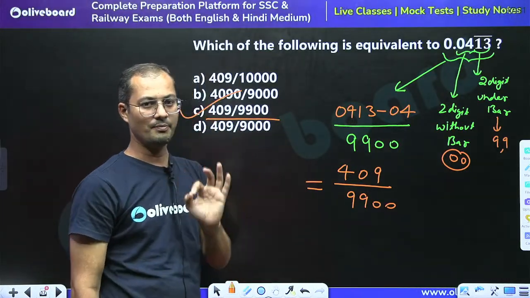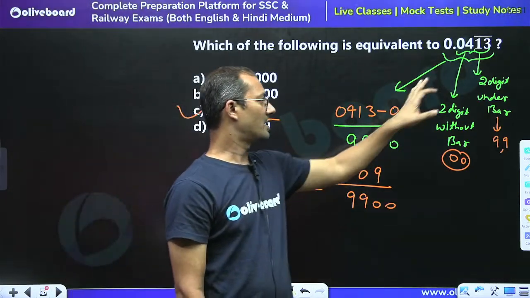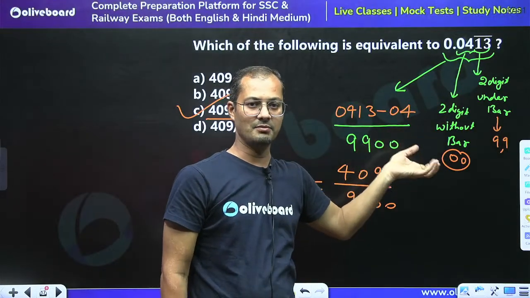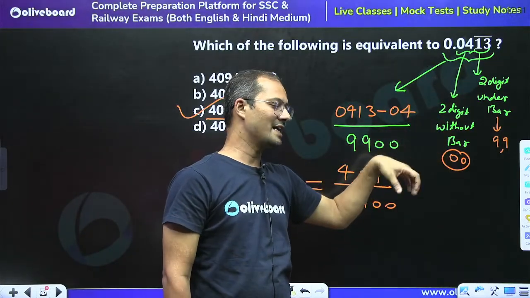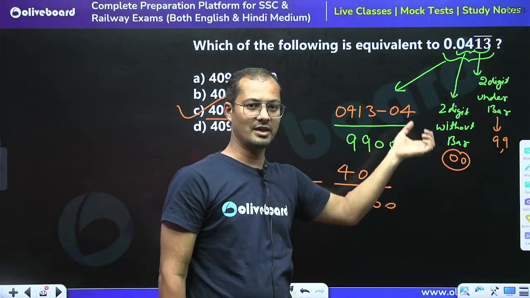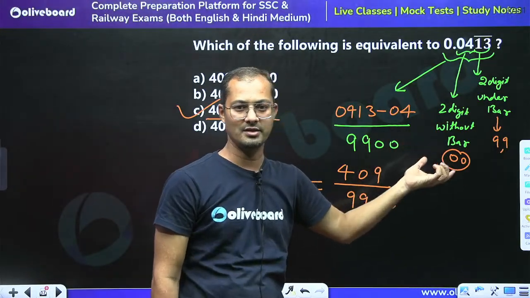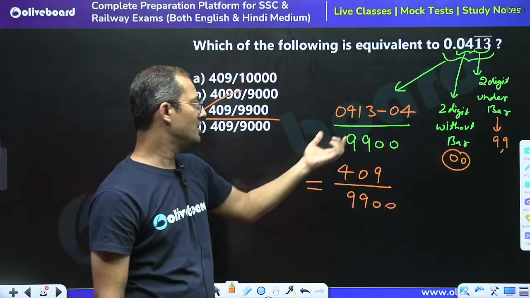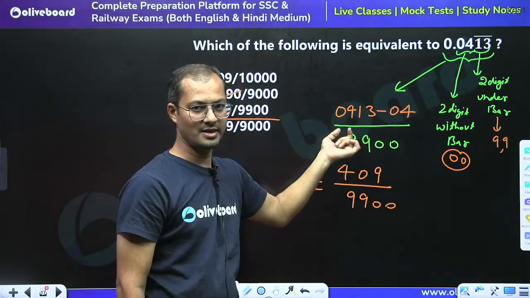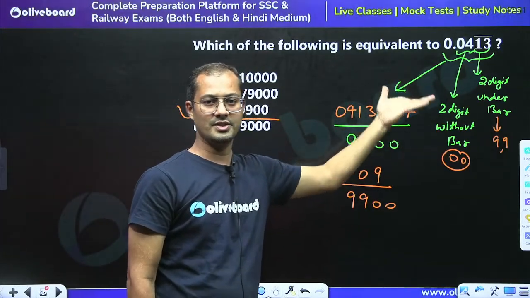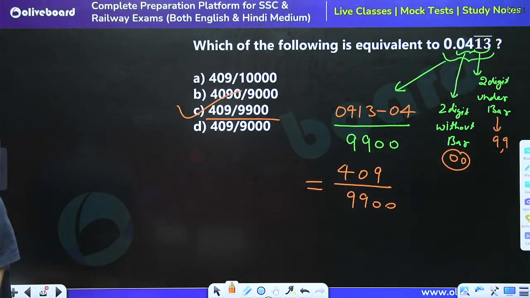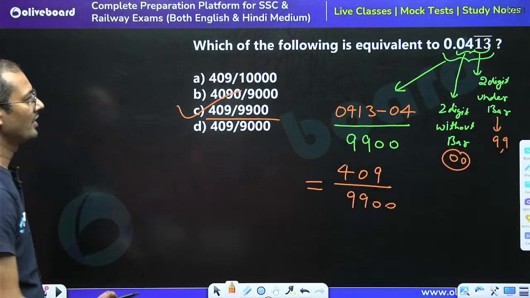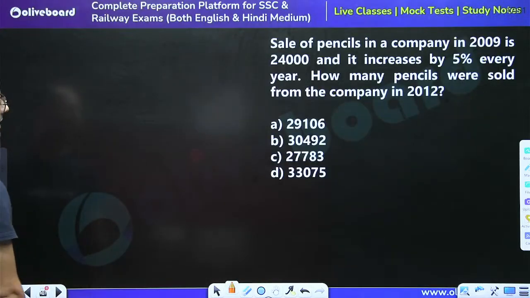See, the simple technique is to take as many 9s as the number of digits under the bar, and take as many 0s as the number of digits without the bar, in the denominator. In the numerator, take the complete number and subtract the number which is without the bar. So this is the funda, how we can convert it into a fraction. So moving to next question.